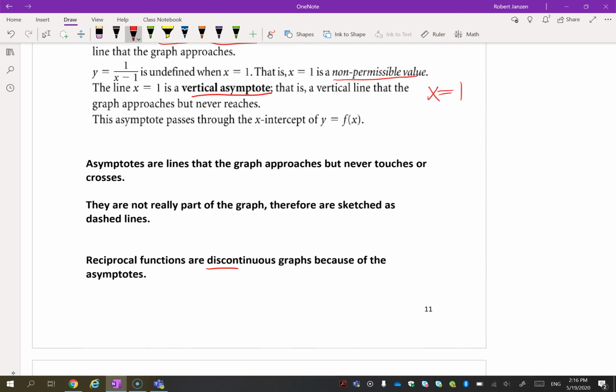Reciprocal functions are discontinuous. In other words, there will be a break in the graph. For example, y equals x is continuous. A parabola is continuous. But anytime there is an asymptote, it's discontinuous.